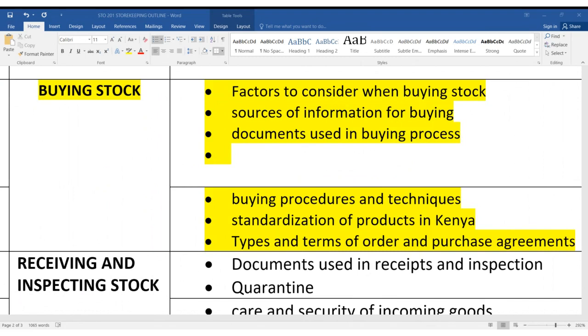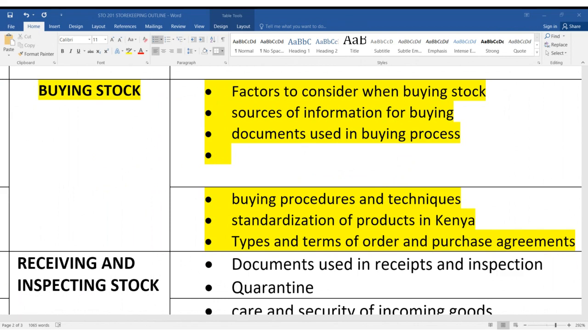This is topic 3 for the stockkeeping group. It refers to buying of stocks. The specific objectives as far as this topic is concerned are as follows.